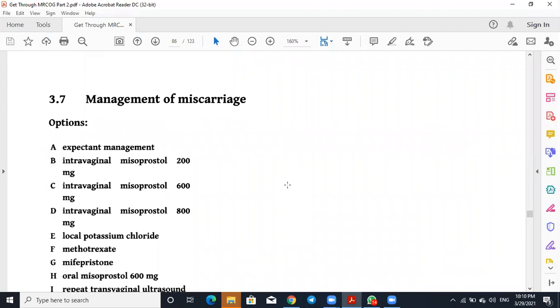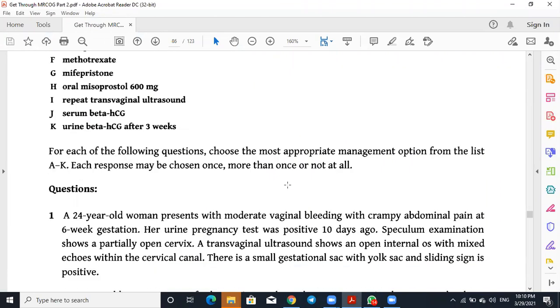The next one is management of miscarriage. Question number 1, a 24-year-old woman presents with moderate vaginal bleeding with crampy abdominal pain at 6-week gestation. Her urine pregnancy test was positive 10 days ago. Speculum examination shows a partially open cervix. Transvaginal ultrasound shows an open internal os with mixed echoes within the cervical canal, there is a small gestational sac with yolk sac and sliding sign is positive.